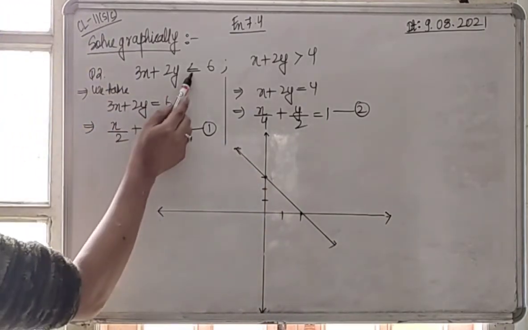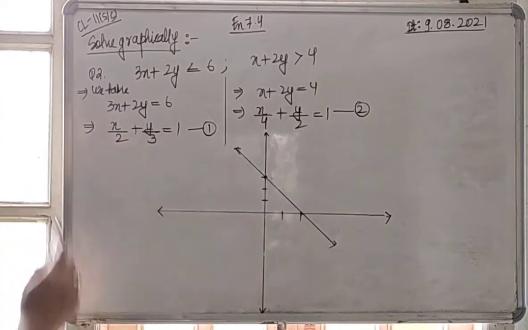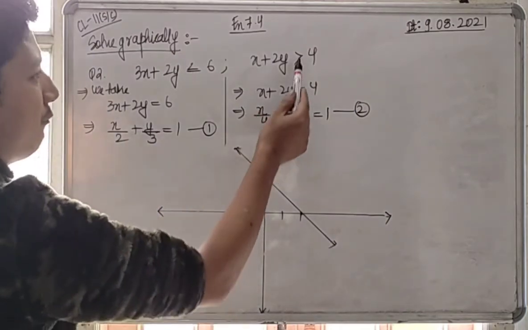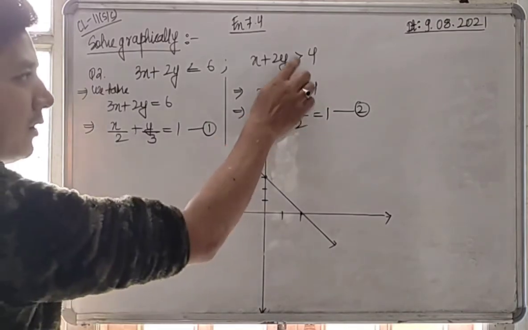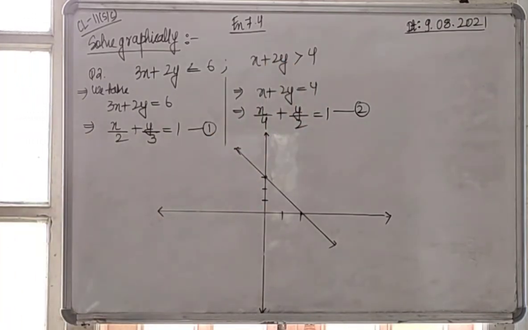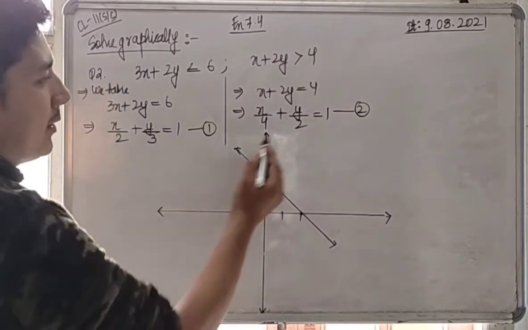And yes, this straight line is included, so it will be dark. Now, whenever we have just less than or greater than, without the equals to, the line is not included, right? So what we'll do here is, instead of a solid line, this time let's make a dotted line. Now, let's plot the points first.